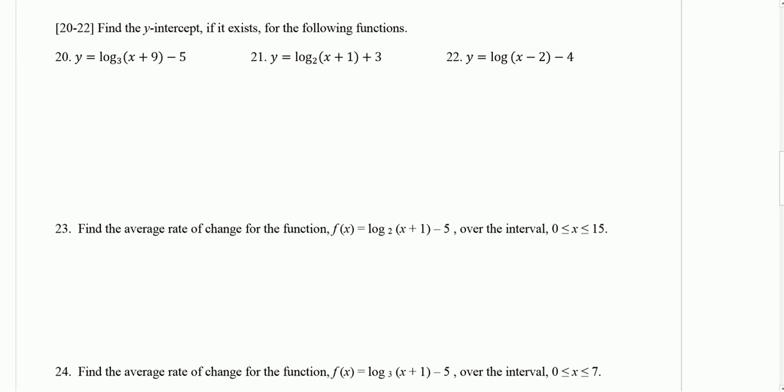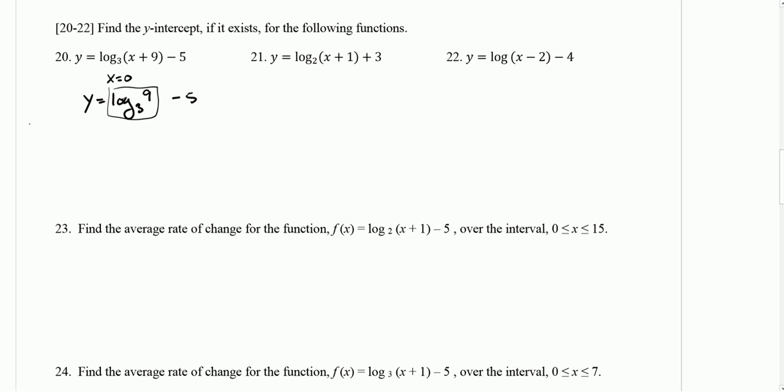20 to 22, we have to find the y-intercept if it exists for the following functions. And to find a y-intercept, you plug in 0 for x. So on number 20, if we let x equal 0, we get y is log base 3 of 0 plus 9, which is 9, minus 5. And now we need to evaluate log base 3 of 9.